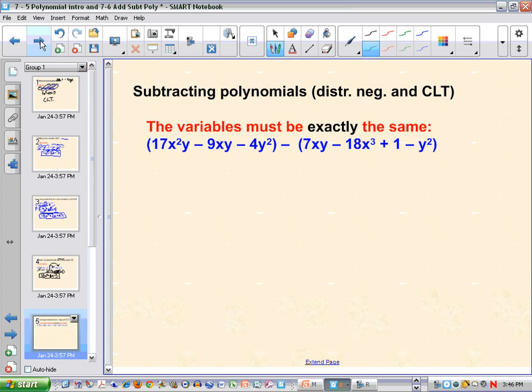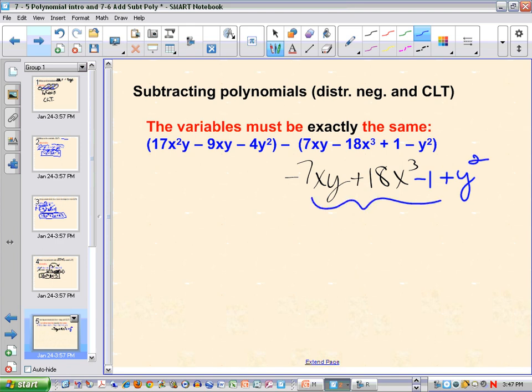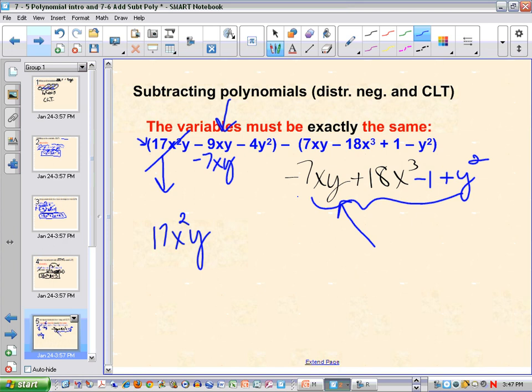So once again, you can distribute the negative. So that creates negative 7xy plus 18x cubed plus, minus 1 plus y squared. What I'm going to do is write the terms over here that match up with the other guys to make it easy on myself. Over here I see 17x squared y. I don't see another x squared y term, so I know he's going to be the only one. I see an xy term here, so I'm going to line up this guy with him, minus 7xy. I see a y squared term, there's a y squared term over here, plus y squared. Then I know this guy's going to be by himself, and the constant is going to be by himself.